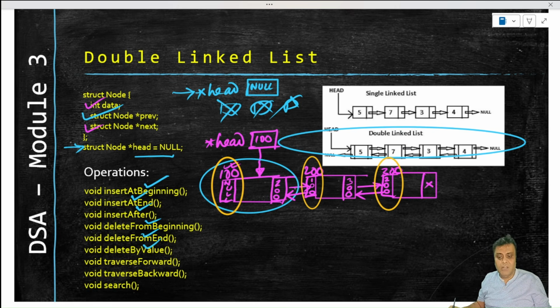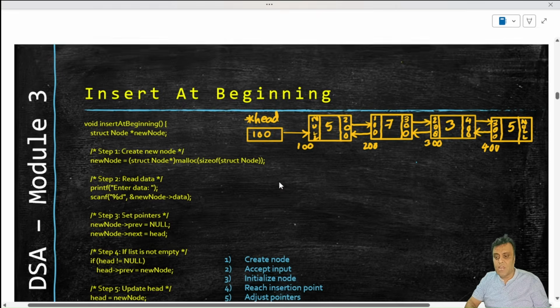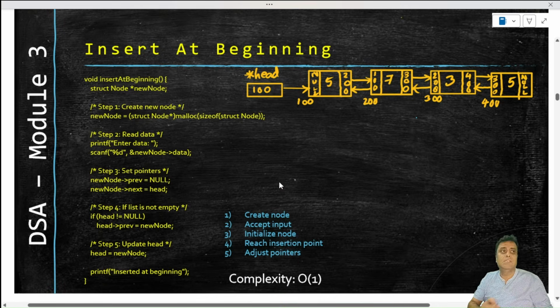The traverse forward and traverse backward: traverse forward is there, traverse backward was not there for a single linked list, my bad. For a single linked list, traverse backward was not there. You didn't have the previous pointer. Now you have the previous pointer, so traverse backward will be there. And of course, we'll also wrap it up with a search functionality operation in order to check this. Now, if we move forward, let us start with the first operation, which is the insert at beginning.